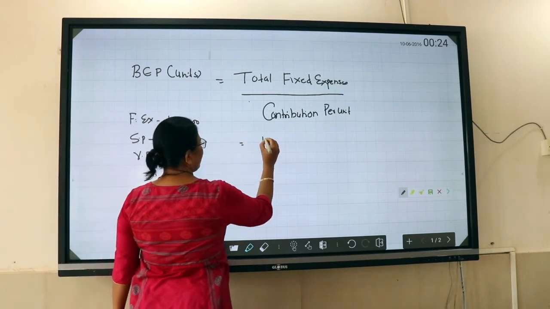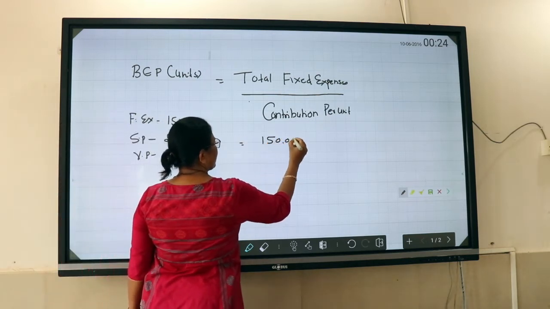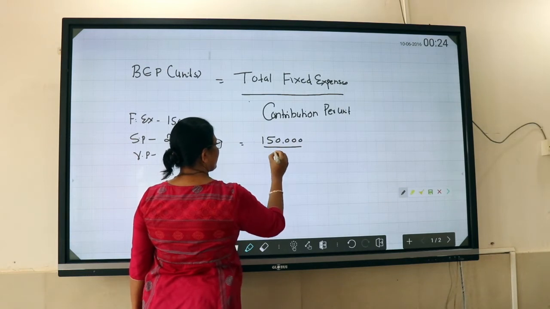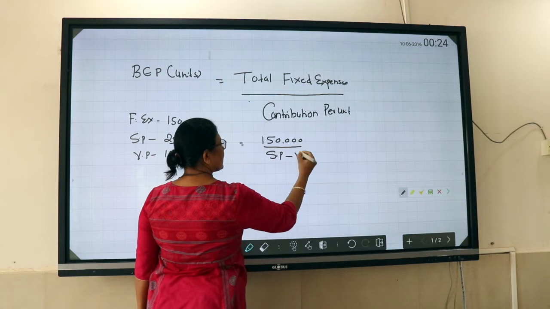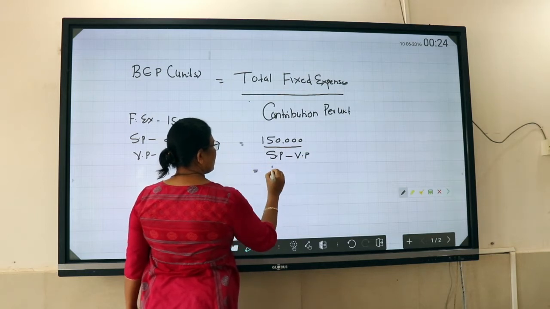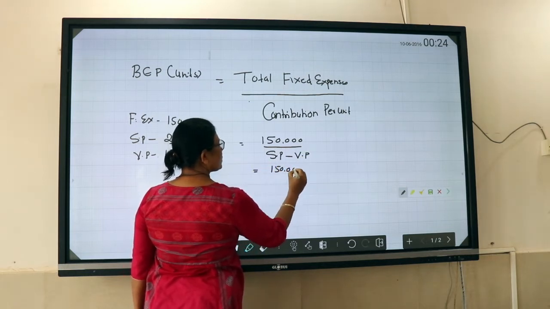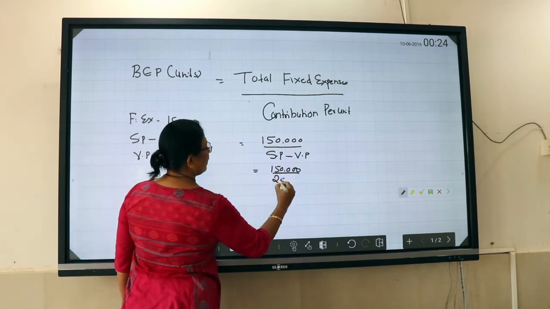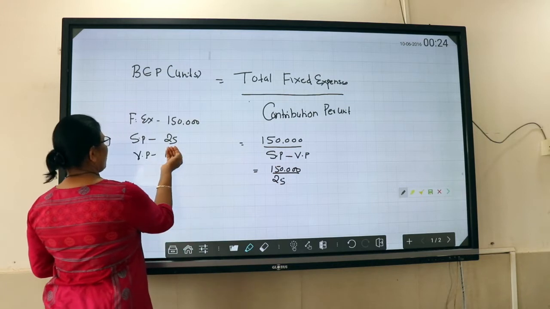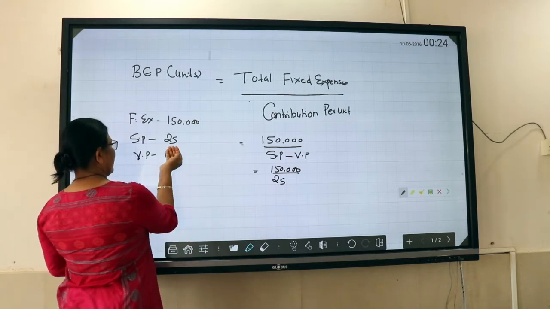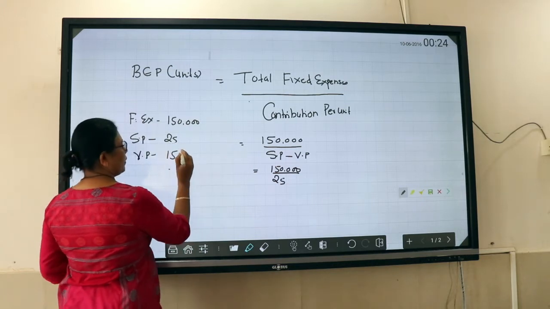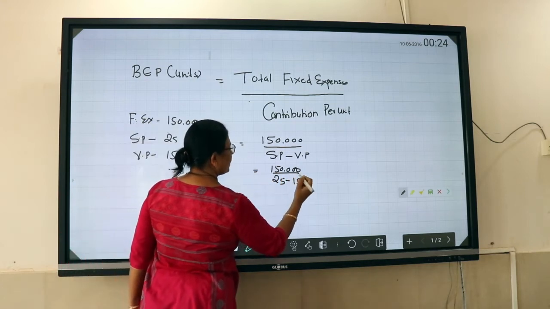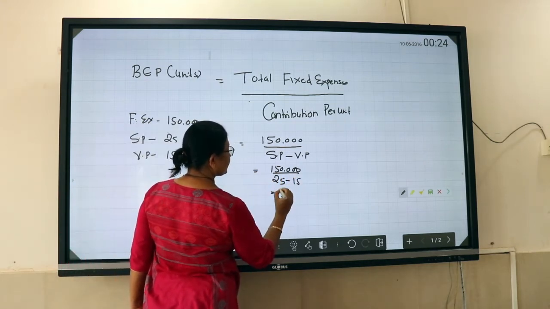So 1,50,000 divided by contribution. What is contribution? Selling price per unit minus variable price. That gives me contribution, which is 25 minus... I think it is 15, if I'm not mistaken. Sorry. Okay, if it is given 15, minus 15.